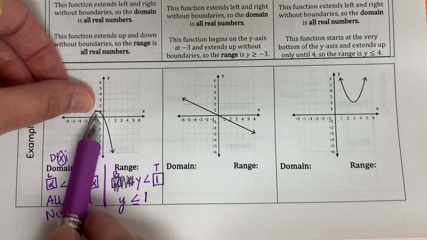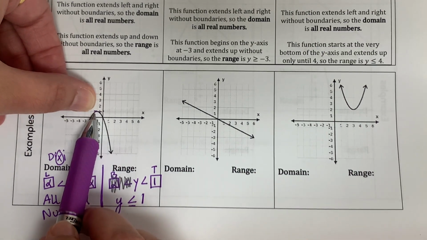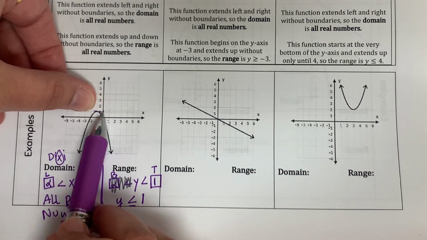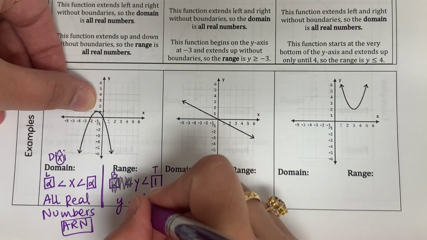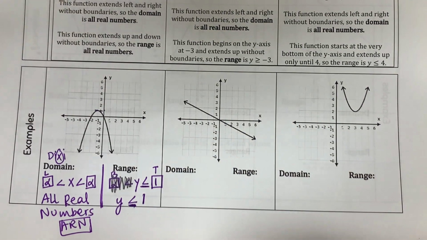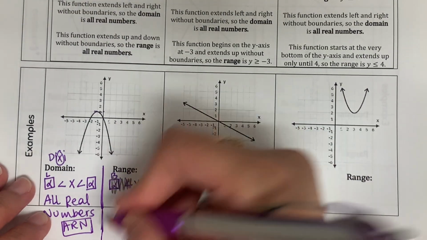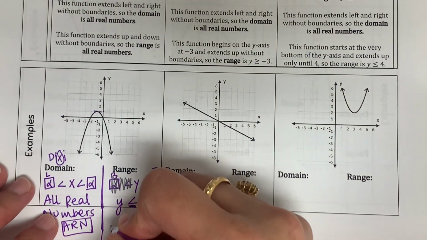Because if you see this line, you don't see a closed circle, but you see a solid line. So this also means equal. So you have the equal sign over here. So put the line. A solid line is also a closed circle.